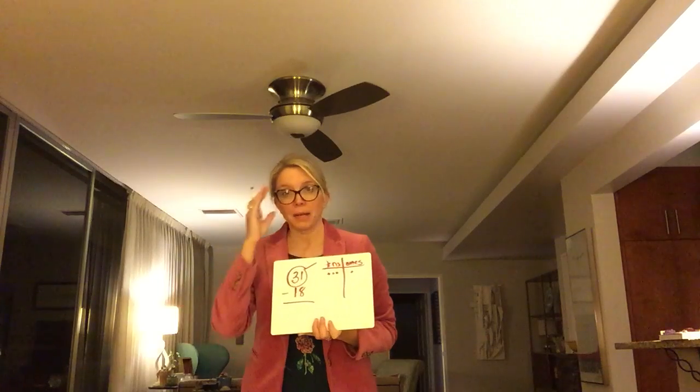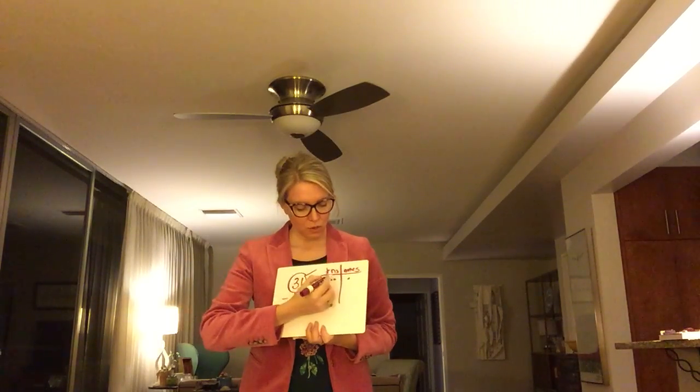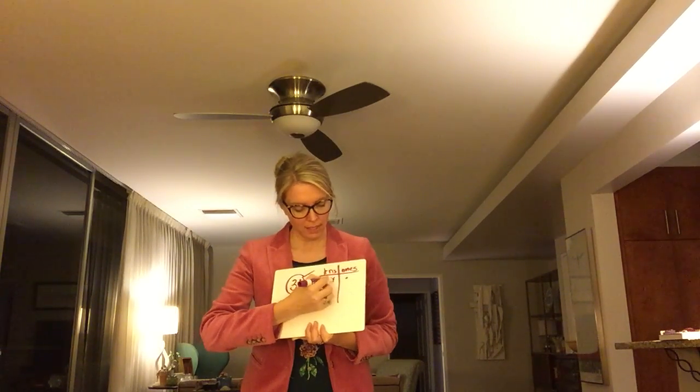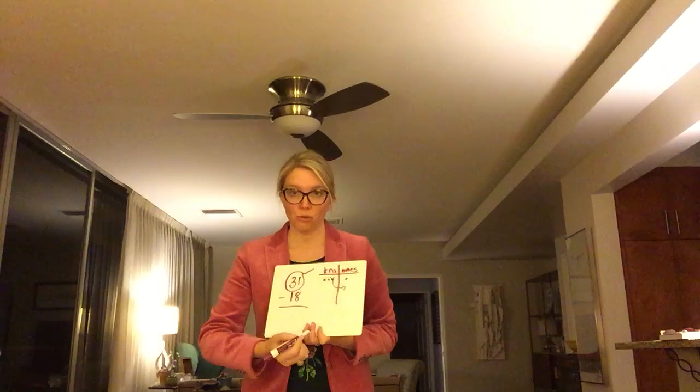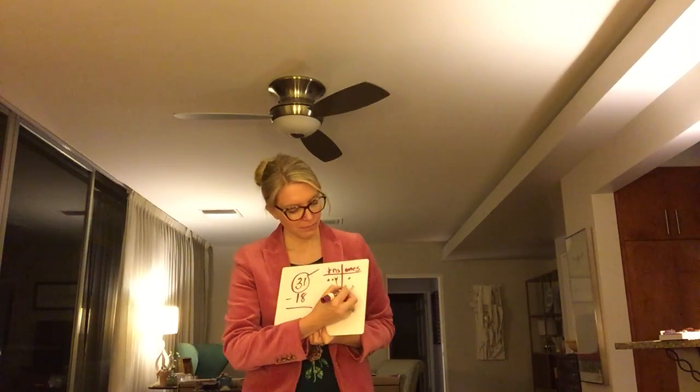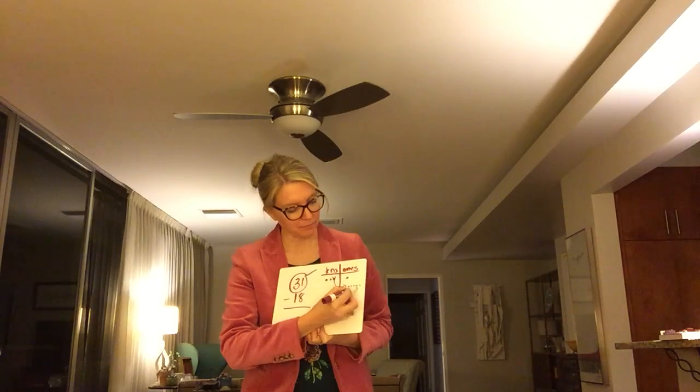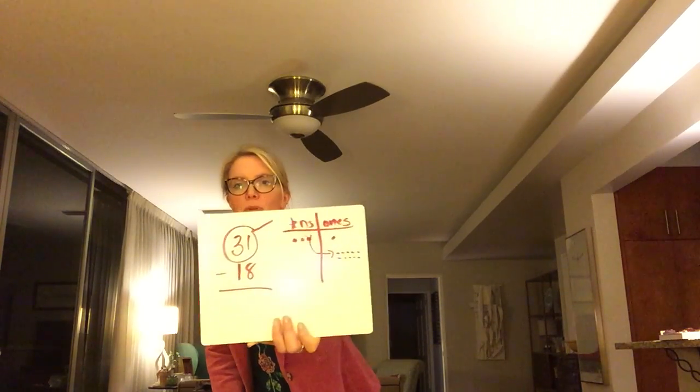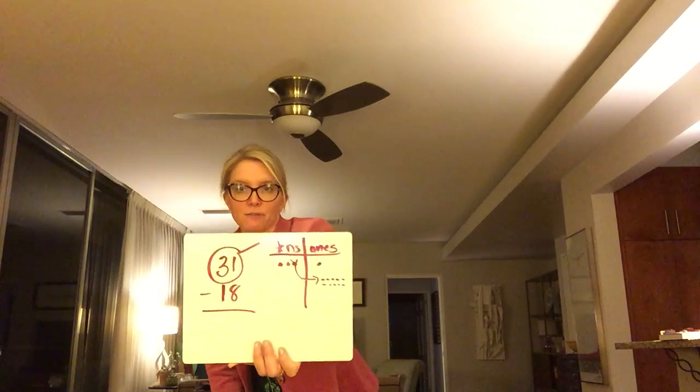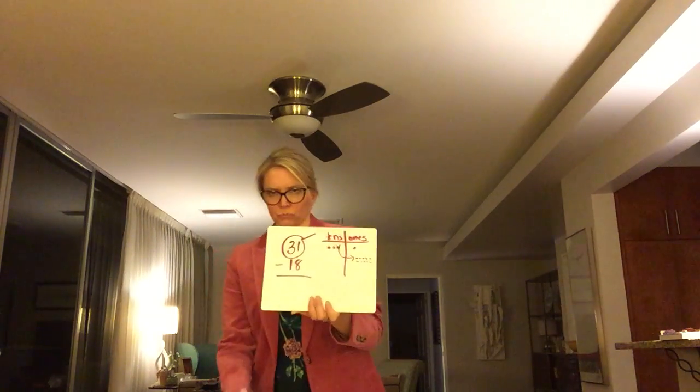But I know I can unbundle to get more ones. So I'm going to move one of these 10s to the ones, and that becomes 10 ones. So I represent this with 2 neat rows of 5, like a tens frame, okay?